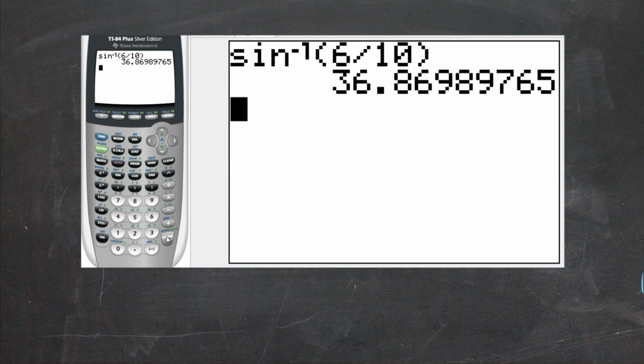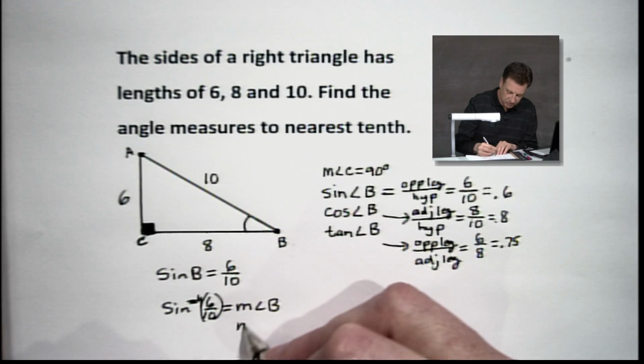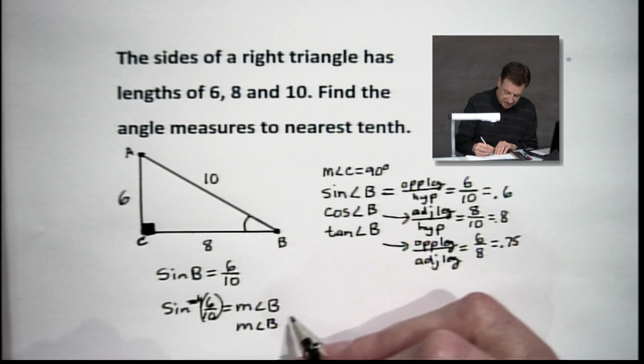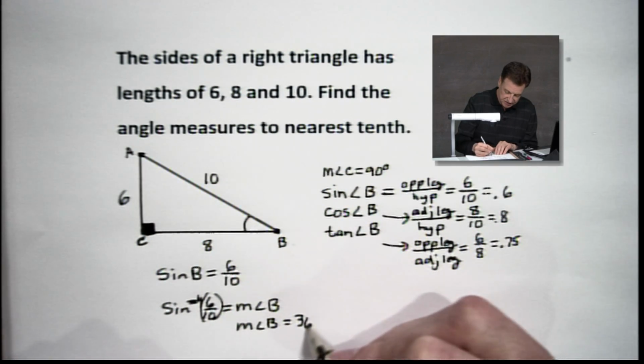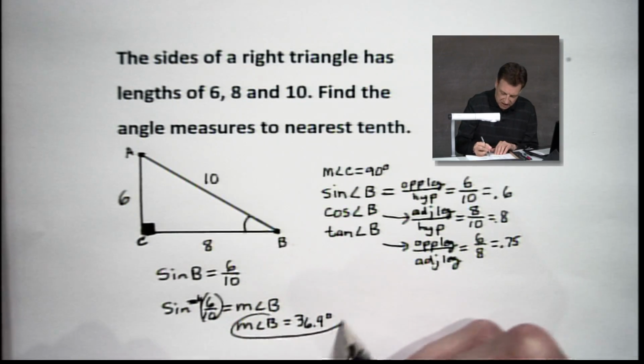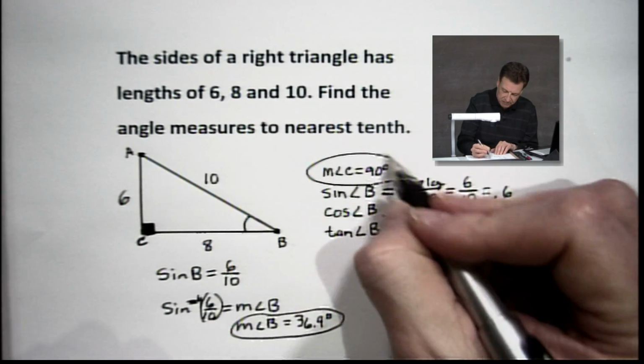Now, that tells me degrees right there. That tells me how many degrees we've got. So the measure of angle B, to the nearest tenth, looks to be about 36.9 degrees. That's our first storyline. Well, now we've got C, we've got B.